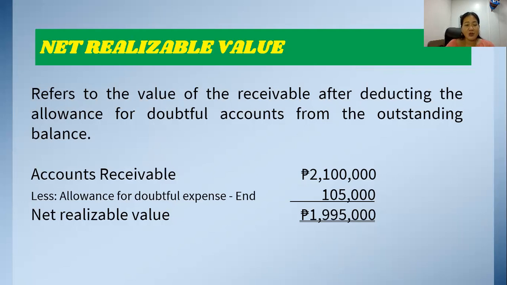So how do you present your accounts receivable in the balance sheet? The accounts receivable should be presented at net realizable value. This refers to the value of the receivable after deducting the allowance for doubtful accounts from the outstanding balance. So in our case, we have accounts receivable of 2.1 minus the required allowance of 105,000. The net realizable value is 1,995,000. This is the amount you're going to present in the balance sheet.